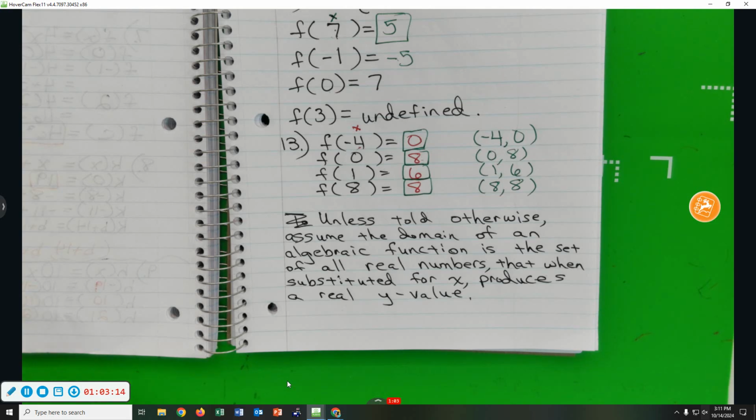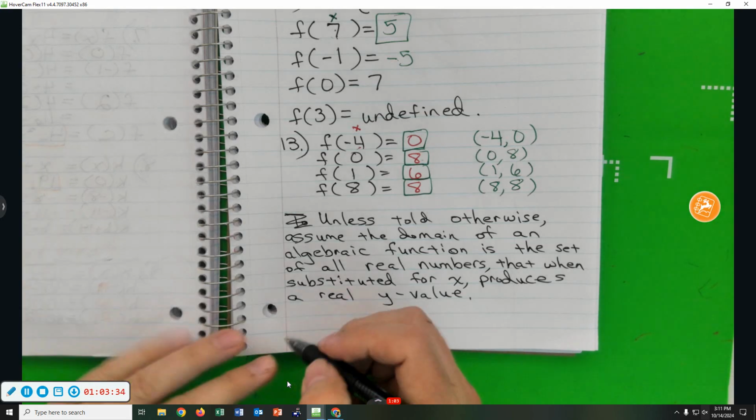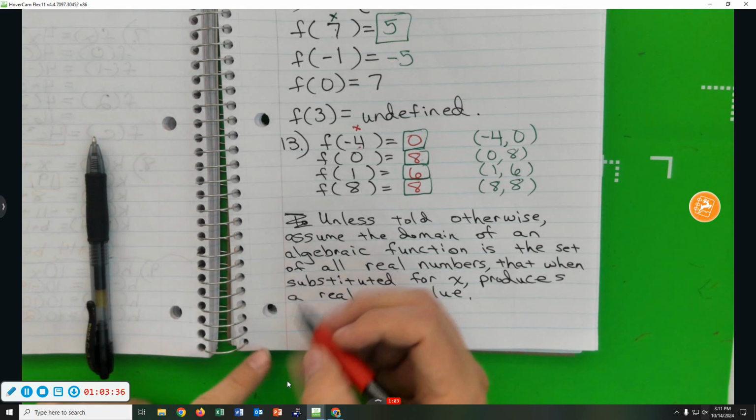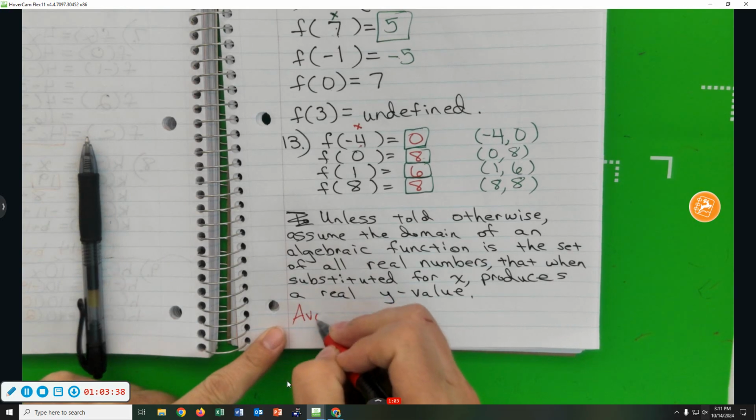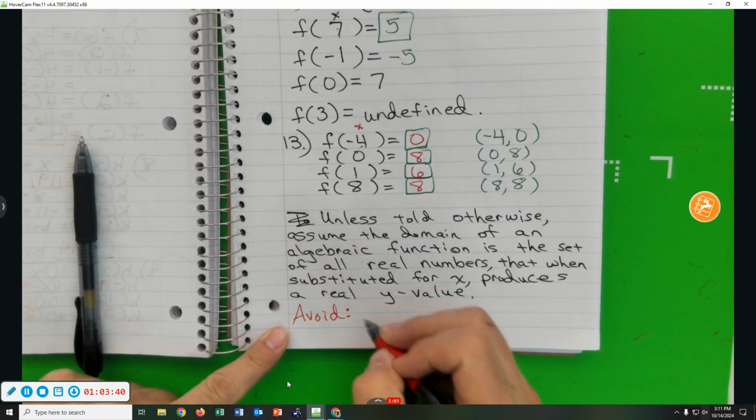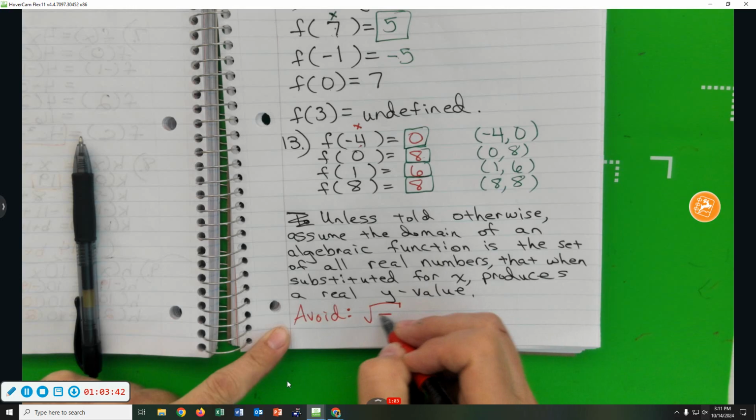Well, there have been 2 times that we were working algebraically and we ran into things that were not real numbers. There are 2 instances I can think of. One of them involves square roots. If you have the square root of a negative, then that result isn't a real value. So here are the things you want to avoid. There are 2 general topics you want to avoid. You want to avoid the square root of a negative.